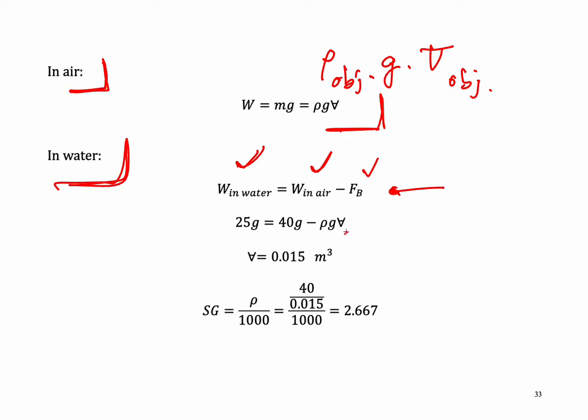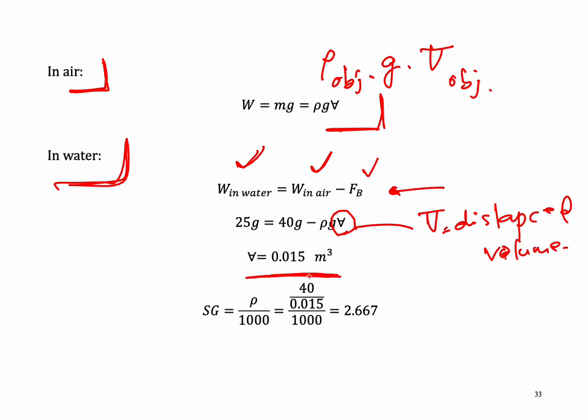So here the rho gV is related to the volume of displaced water, the displaced volume. And then according to this calculation, we could get that the value of volume is 0.015 meter cube. So and then the question is, what is the specific gravity of this object?